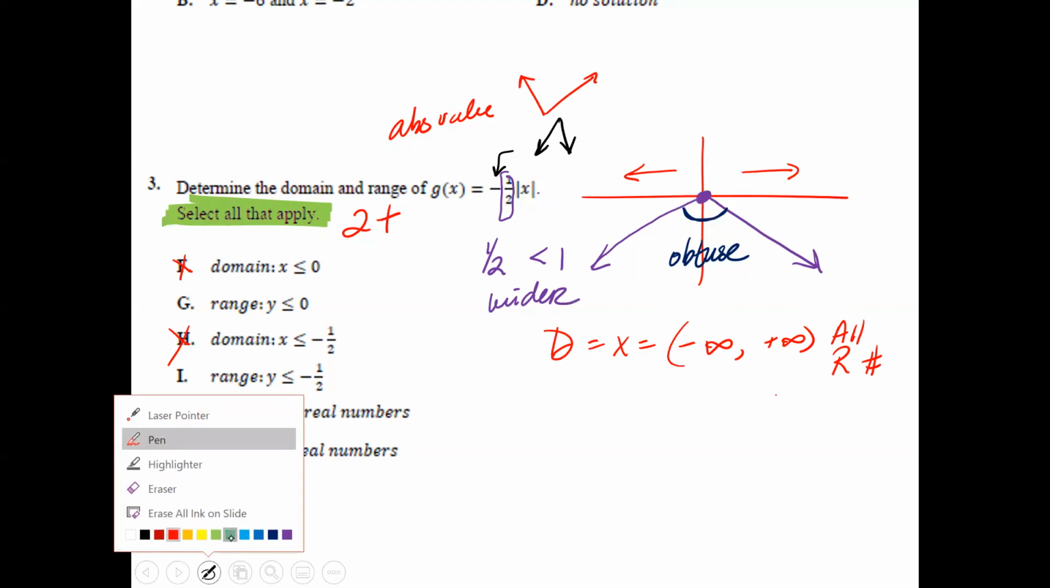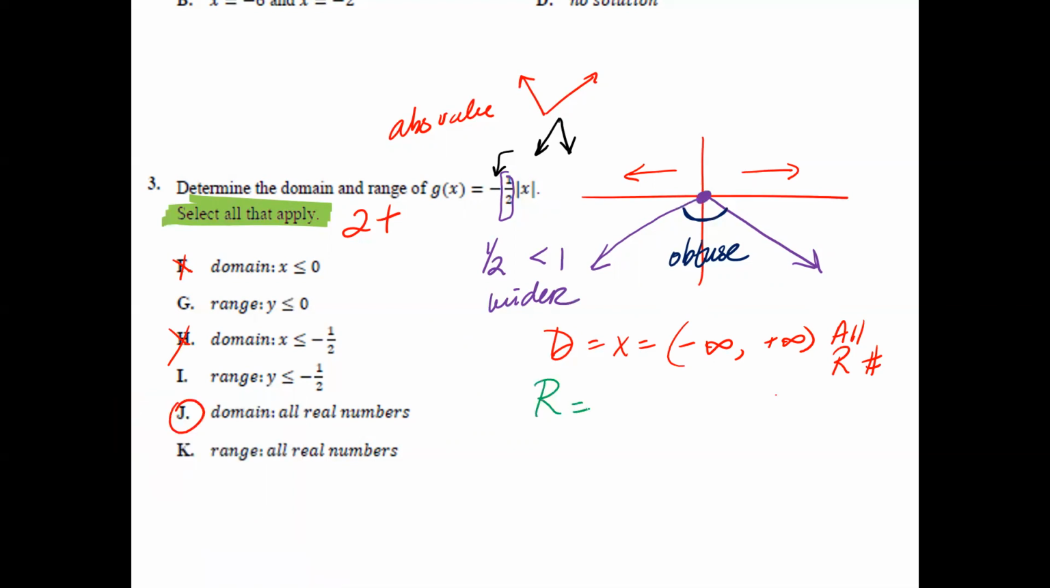Then let's look at the range. The range are the Y's. Well, how far up does my graph go? It doesn't go anything past that 0, so it's going to stay at 0. But then how far low does it go? How far to the bottom? It's going to keep going until it hits negative infinity. So it's from negative infinity to 0. Another way of writing that is Y is less than or equal to 0.